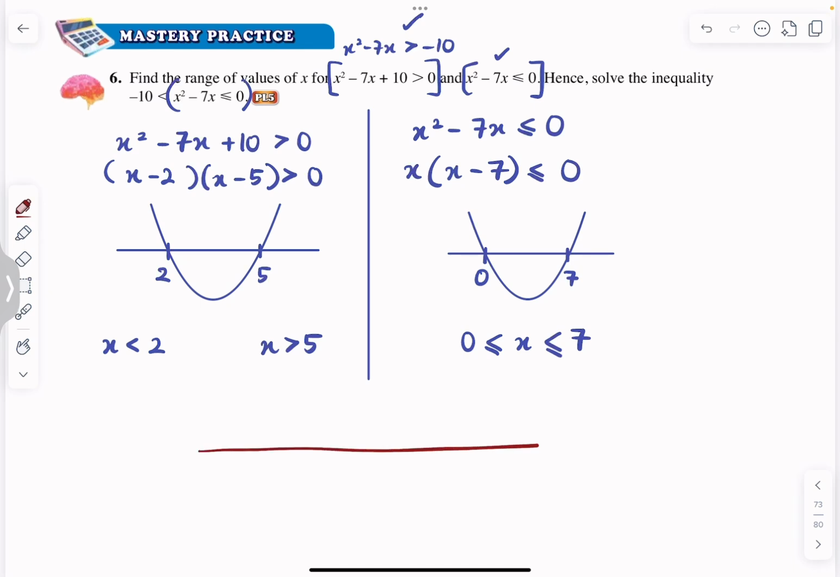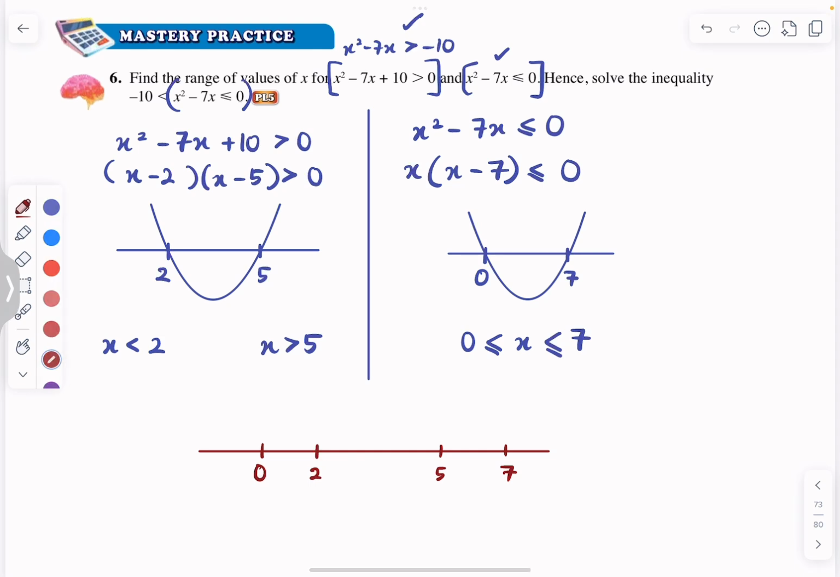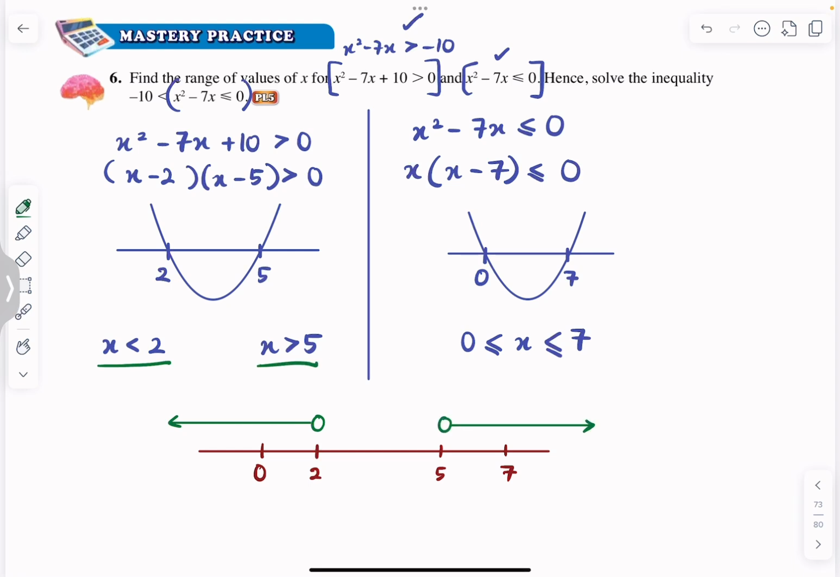So first let's draw a number line. A number line is very easy to see. In this number line, what numbers do we need? 2, 5, 0, 7. So let's draw 0 here, 2 maybe somewhere here, 5 somewhere here, 7 here. For the first inequality, I use green now. x less than 2 means our line would be something like this. Then x more than 5 would be somewhere like this.